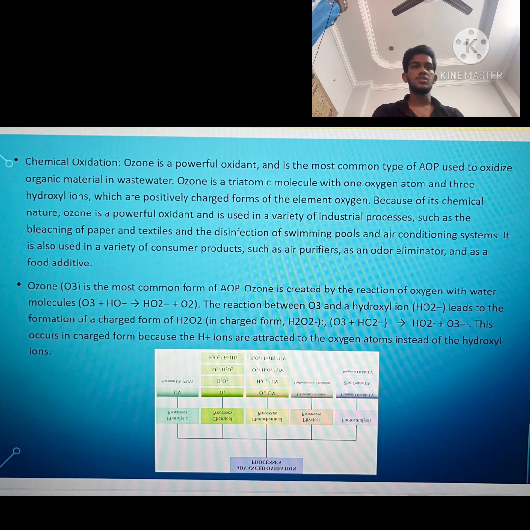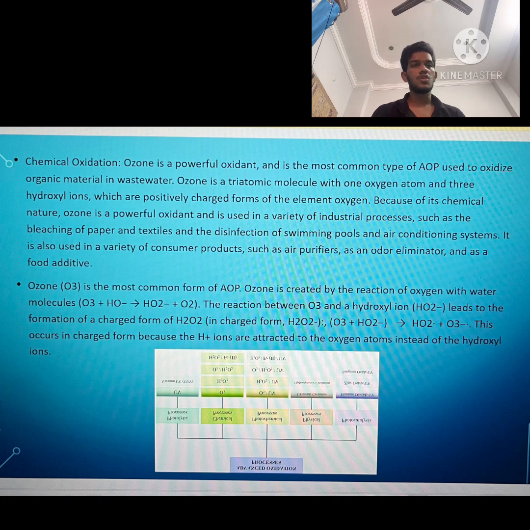Next, chemical oxidation. Ozone is a powerful oxidant and it is the most common type of AOP used to oxidize organic materials in water wash. Ozone is a triatomic molecule with one oxygen atom and three hydroxyl ions, which are positively charged forms of the element oxygen. Because of its chemical nature, ozone is a powerful oxidant and is used in a variety of industrial processes, such as the bleaching of paper and textiles and the disinfection of swimming pools and air conditioning systems. It is also used in a variety of consumer products such as air purifiers, as an odor eliminator and as a food additive.